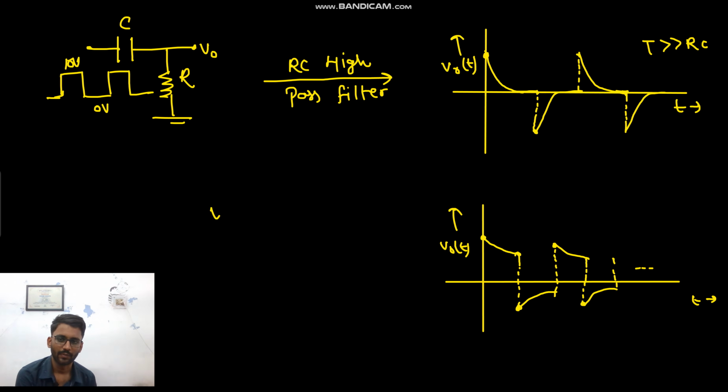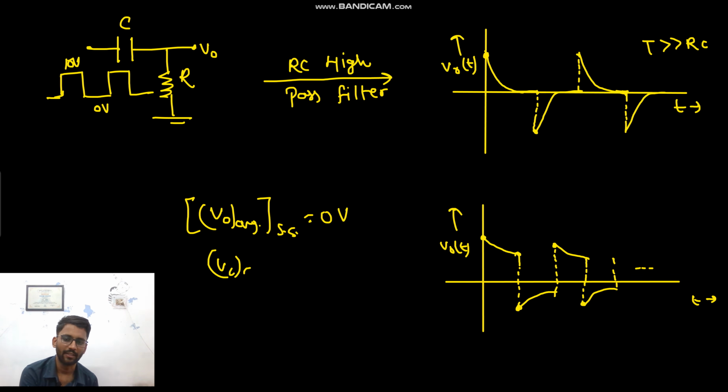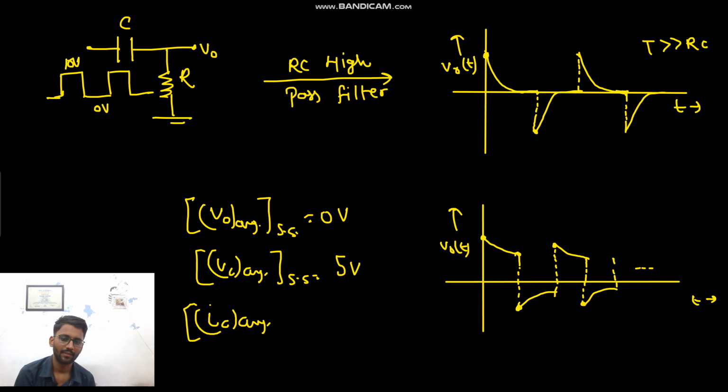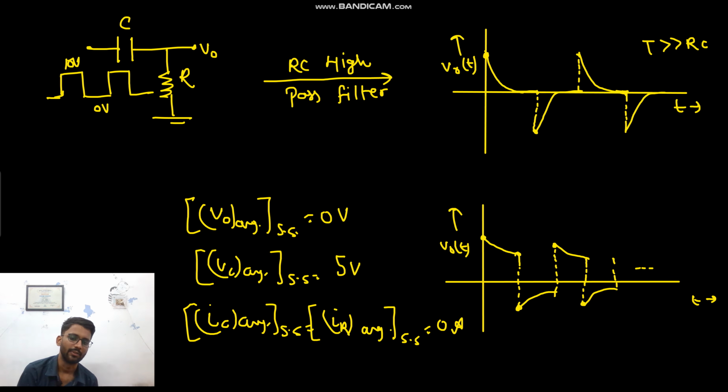So what was your V naught average at steady state? It was 0 volt. What was your VC average at steady state? It was the same as the input average, that was 5 volt. Your IC average and your IR average at steady state were both equal, and that was equal to 0 ampere.